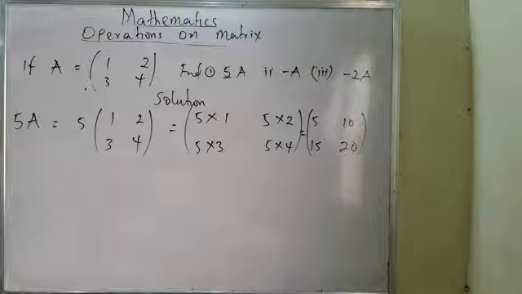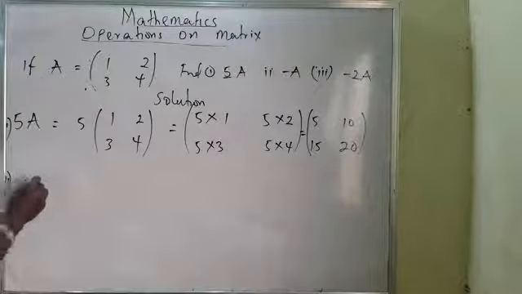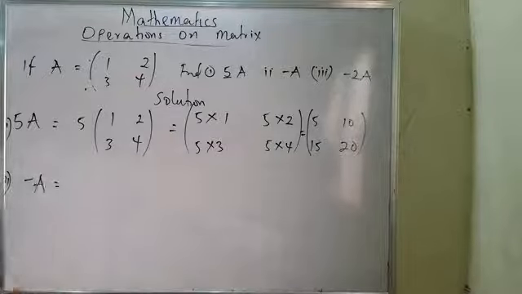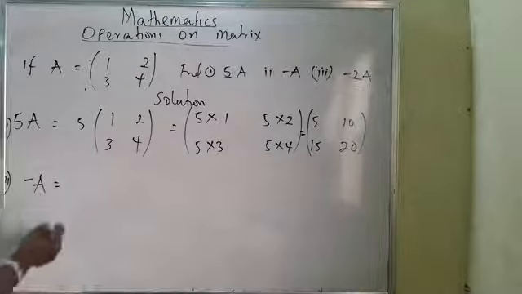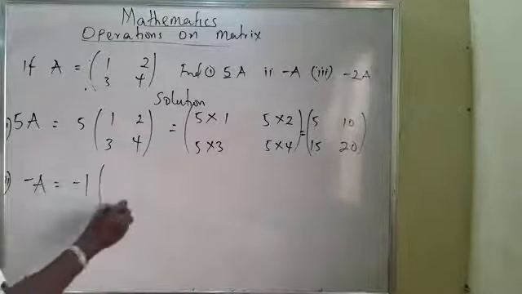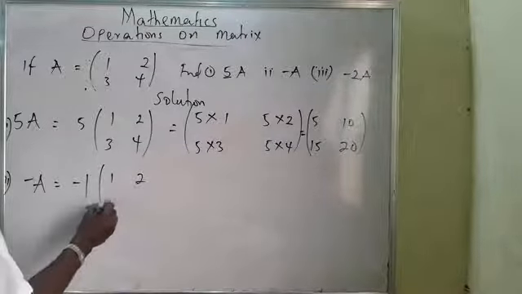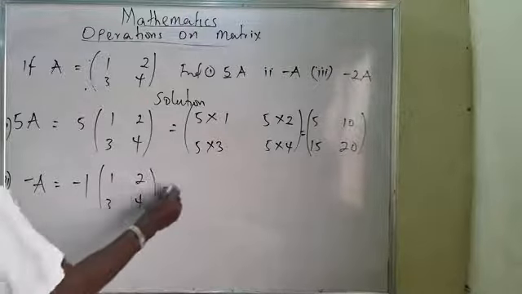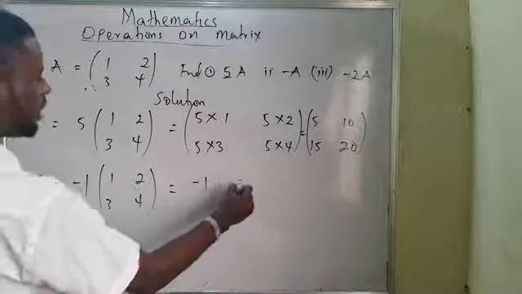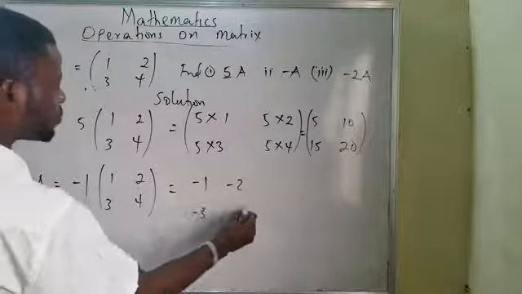Now, if somebody is now giving me, that is number 1. Number 2, somebody is now giving me minus a, there is nothing to bother about. It means minus 1 is not I. Please take note of that. Minus 1, 1, 2, 3, 4, which is the same as what? Minus 1, minus 2, minus 3, minus 4.